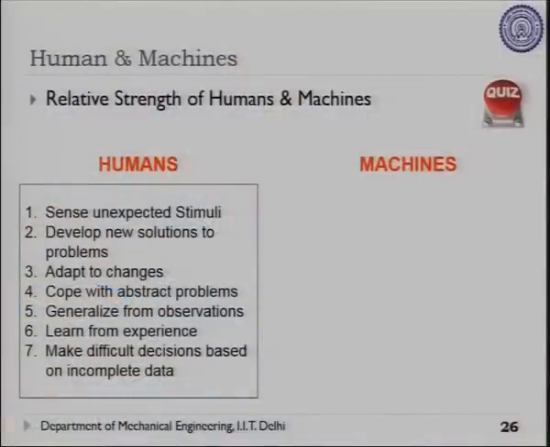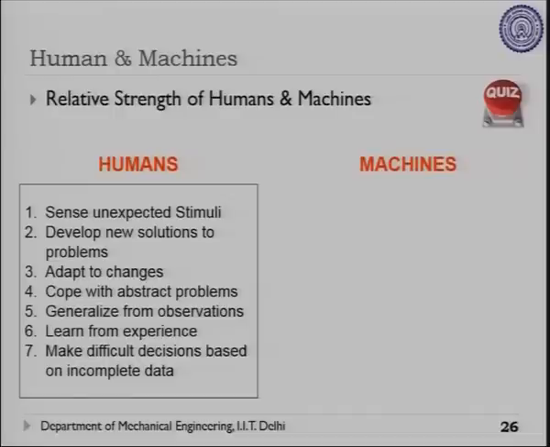Develop new solutions to problems. A machine cannot do that. A machine will always use the same solution way that you have programmed it. Adapt to changes. You have identified that correctly. Cope with abstract problems. That is, you have not experienced it earlier, but still you are able to cope with abstract thinking. That is still a strength of human beings. Generalize from observations. Learning, basically.